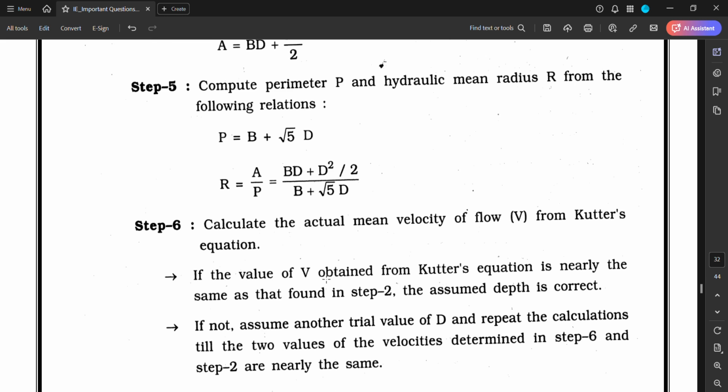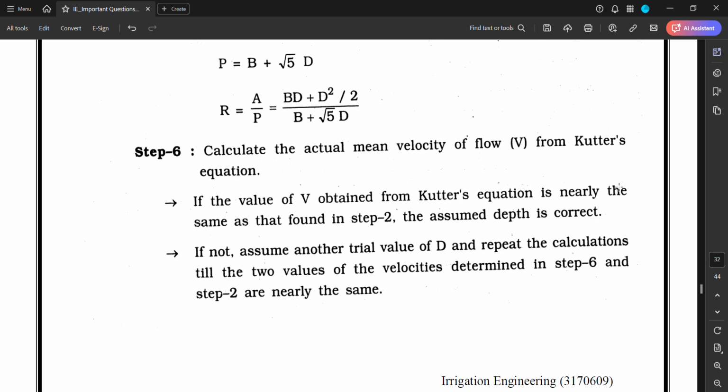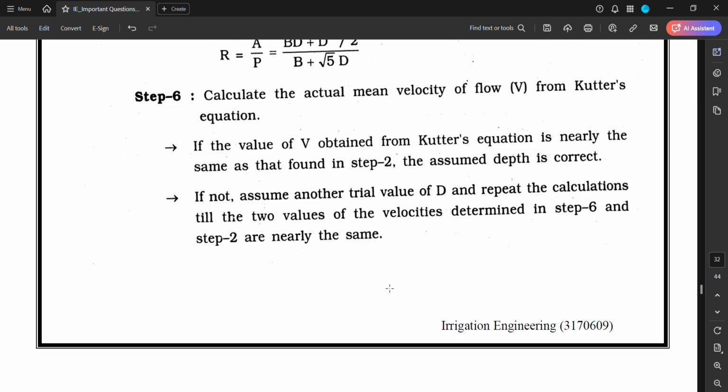Step 5 is to compute the parameters P and hydraulic mean radius R from the following relations: P = B + √5 D, where R = A/P. Area is BD + D²/2 and perimeter is B + √5 D. Next, step 6 is to calculate the actual mean velocity of flow V from Kutter's equation. If the value of V obtained from Kutter's equation is nearly the same as that in step 2, the assumed depth is correct. If not, assume another trial value for D and repeat the calculation till the two values of velocity determined in step 6 and step 2 are nearly the same.